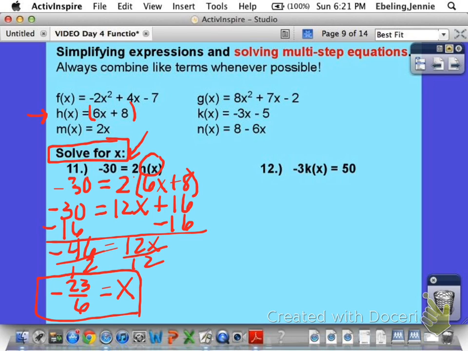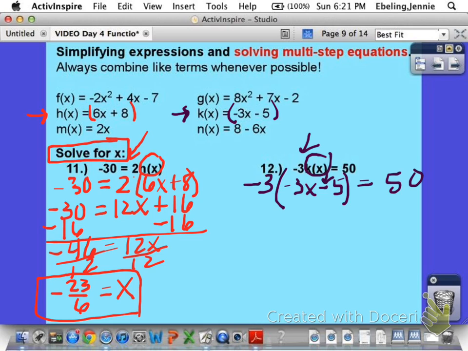Number 12. This negative 3 that is out in front is telling me I need to take the negative 3, multiply it by whatever k of x is, and it has to equal 50. So k of x is what has to go in here. For k of x, I use the expression negative 3x minus 5 in there. And now to solve this, I use the distributive property. Negative 3 times negative 3x is a positive 9x. Negative 3 times negative 5 is a positive 15. And that's going to equal 50.